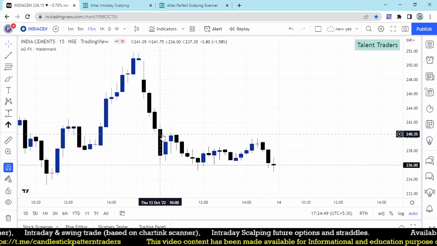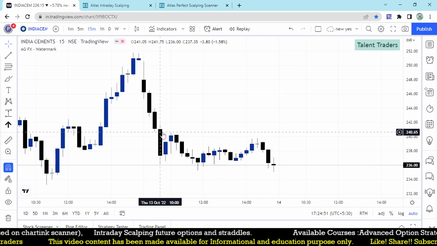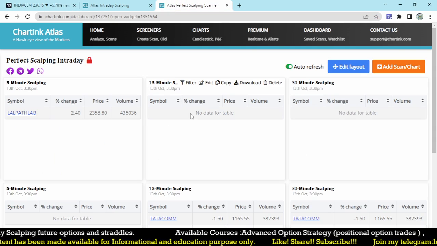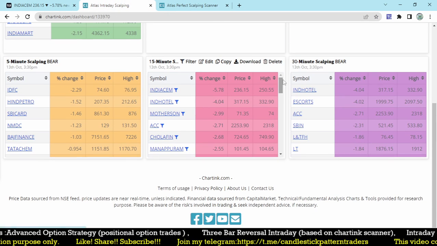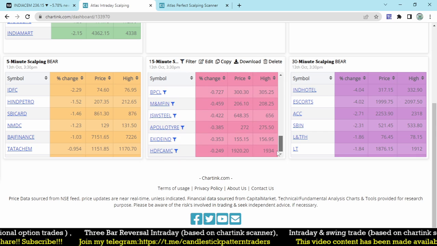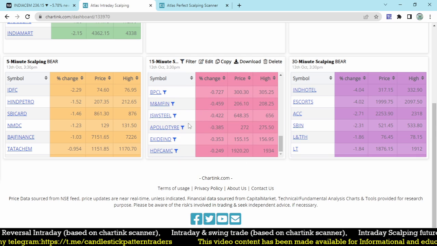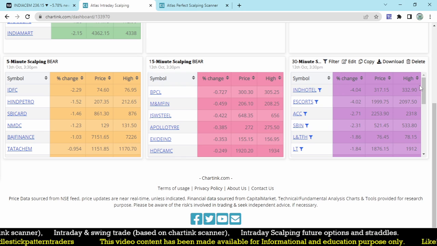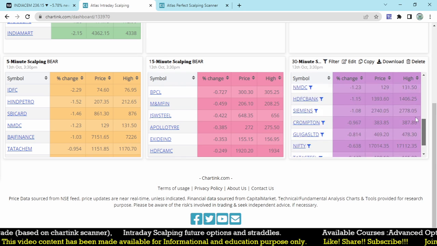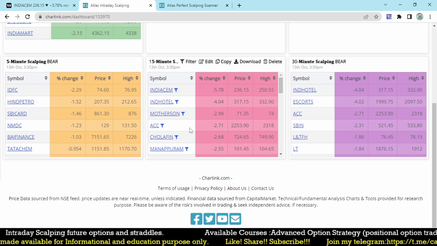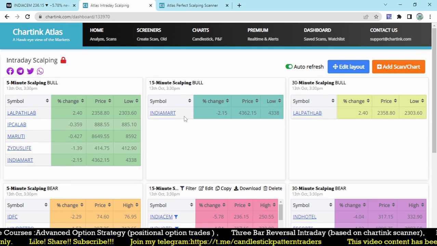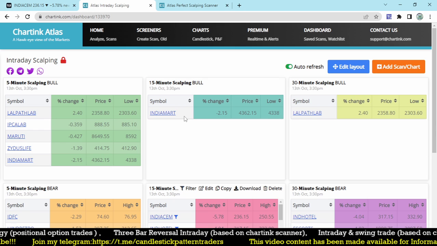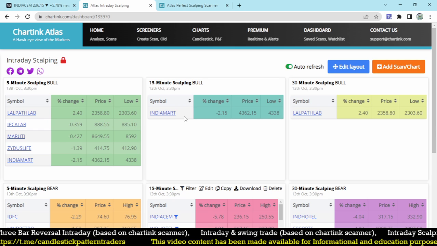In the fourth candle there is a move, after that very flat. So here you can see 1 2 3 4 5 6, almost 20-25 stocks scanned by the scan on 15 minutes. Here in the 30 minutes also a lot of stocks were scanned. But what I'm going to do here is modify this scanner, which is going to give you perfect results and perfect return on an intraday basis.